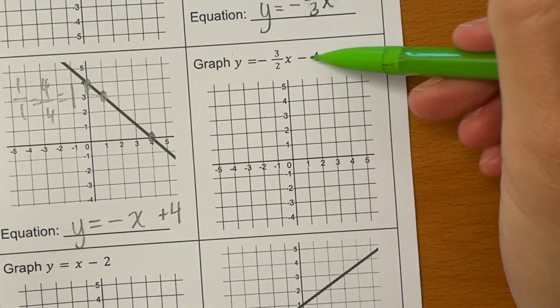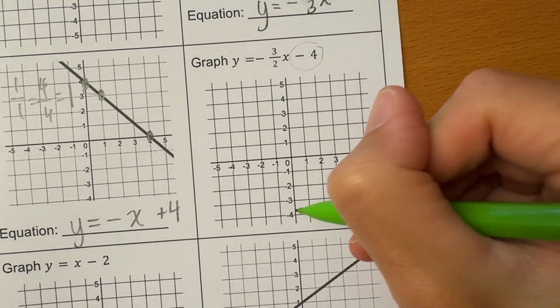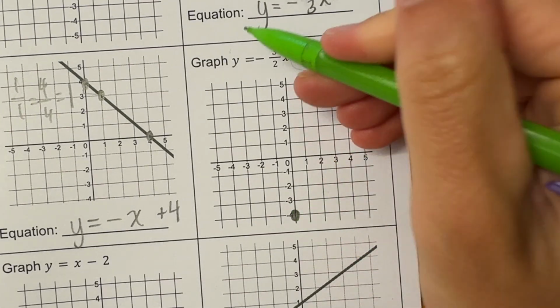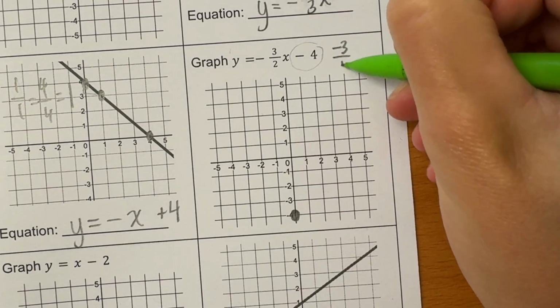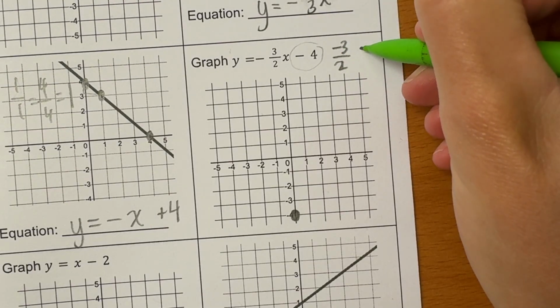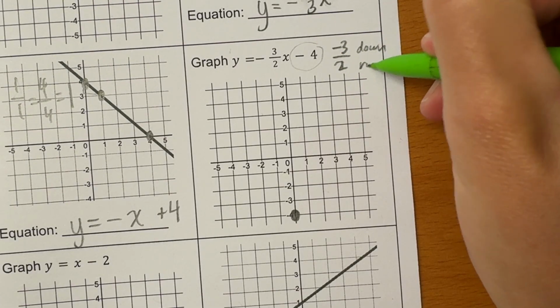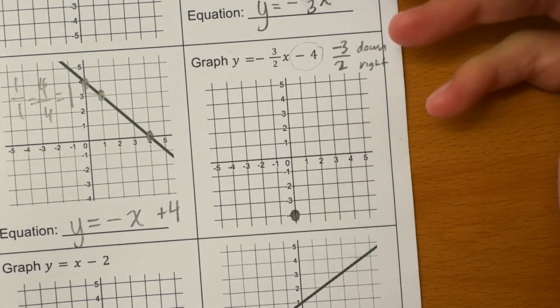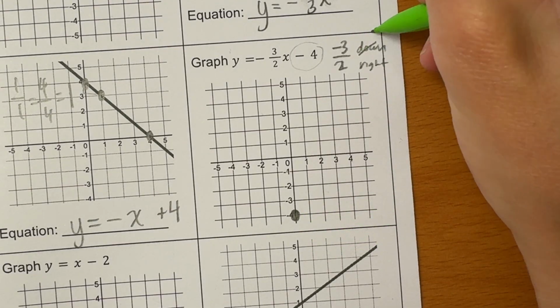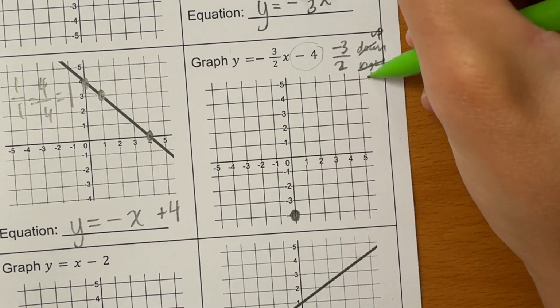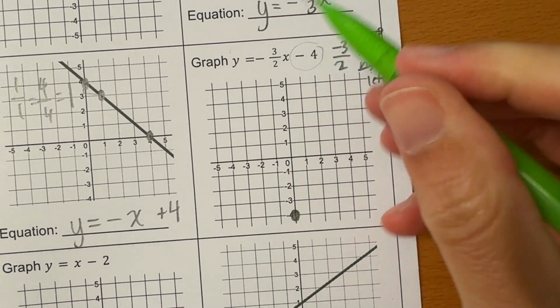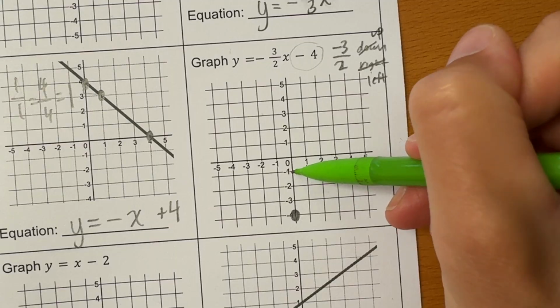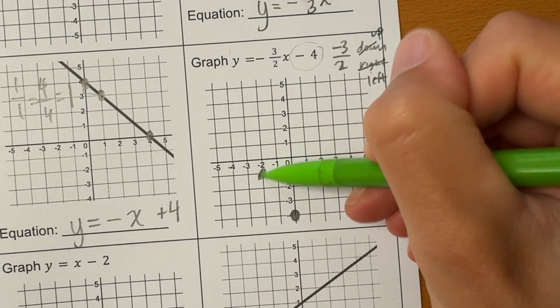Okay, let's graph. Here, I'm going to start at the y-intercept of negative 4. My slope is negative 3 over 2. Okay, what I want to do is go down 3, right 2. Oof, I don't have space. Okay, so instead I'm going to go up 3 and left 2. Okay, so I'm going to go up 1, 2, 3, left 1, 2.